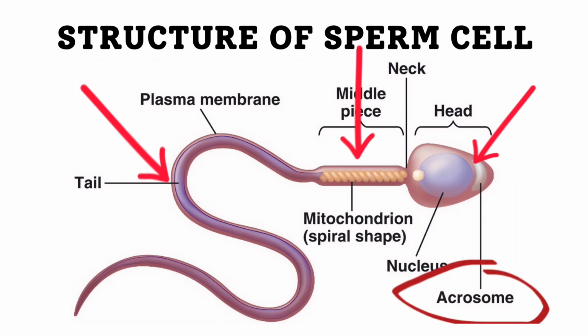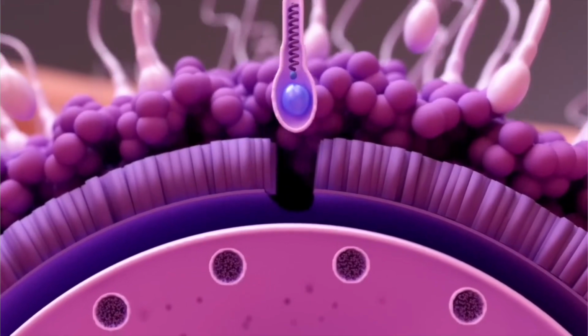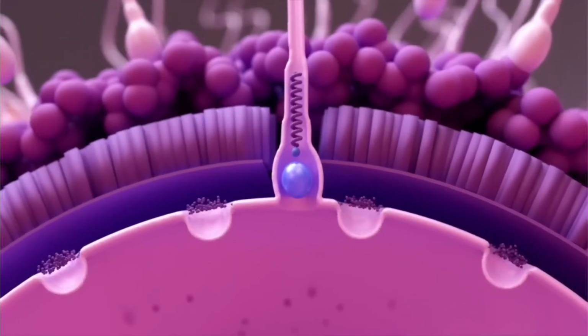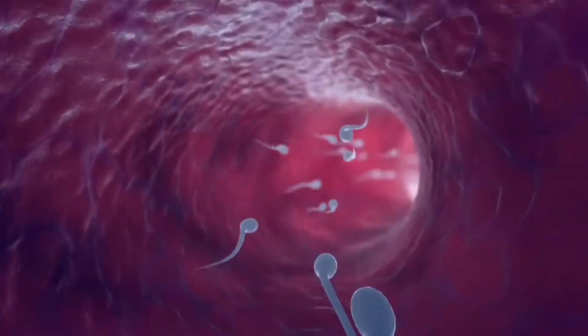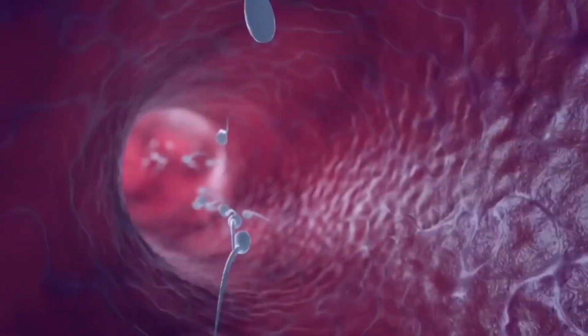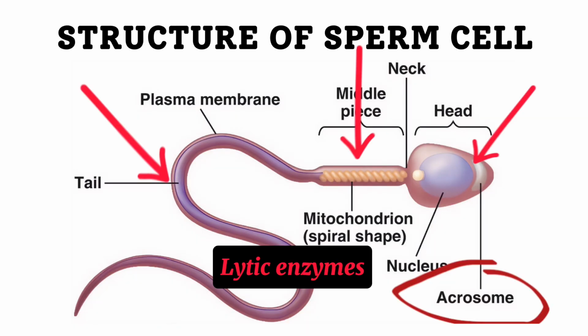So the acrosome is a sac containing the lytic enzymes. So lytic enzymes are enzymes that will break down the yolk membrane of the secondary oocyte, which is the immature ovum, to allow the sperm to eventually then penetrate. Then the midpiece contains many mitochondria that provide energy for the cell's movement or its locomotion. Then the tail will perform whip-like movements that will propel the sperm through the seminal fluid and will be released via the penis.